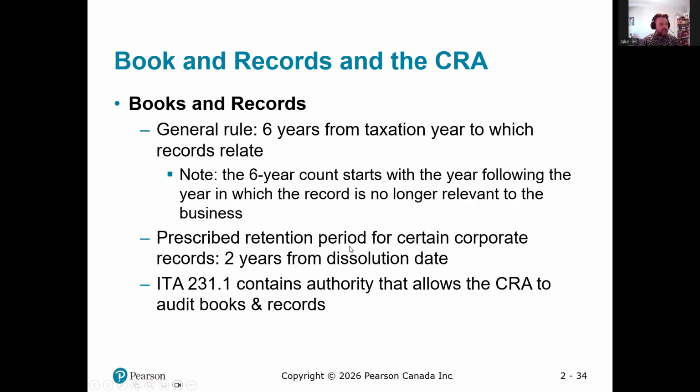The prescribed retention period of corporate records is 2 years from dissolution date. So once I've finished my business, I've wound up a corporation, still hang on to everything for 2 years in case the CRA wants to double check it. So the Tax Act provides authority that allows the CRA to audit books and records. So the CRA says, hey, you filed this information on your return. We'd like to come and double check a few things just to make sure you're filing appropriately.